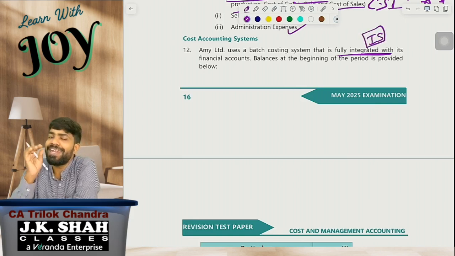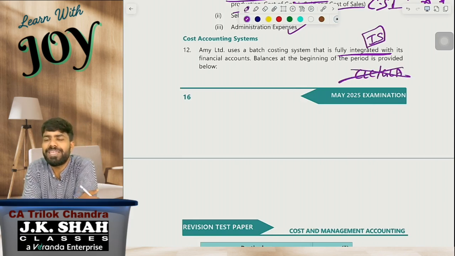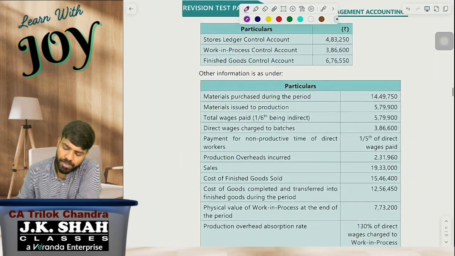So under the integrated system, are we going to have CLC or GLA account? Absolutely not. In place of CLC and GLA, we are going to use the financial ledger, because we are following the integrated system. GLA will come only in the non-integrated system. Are you understanding? Okay, now look here.